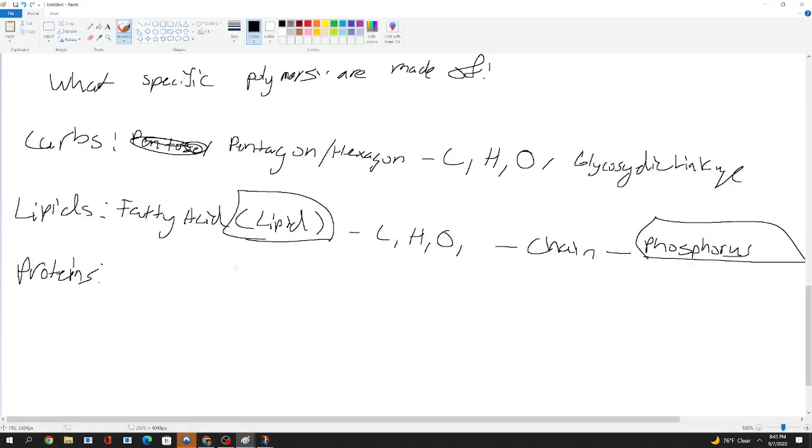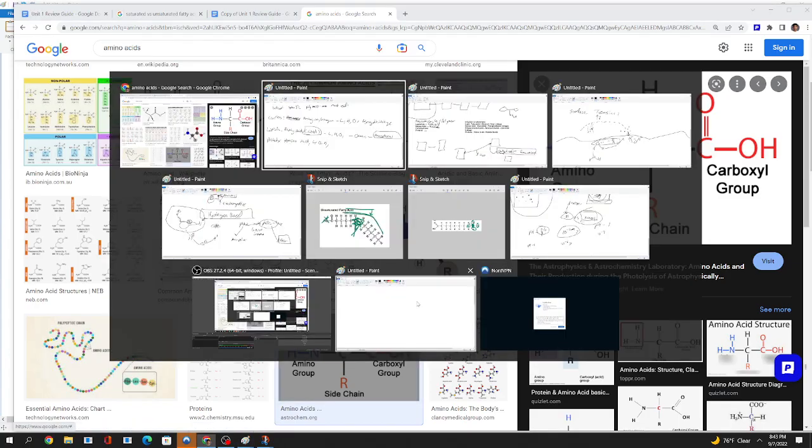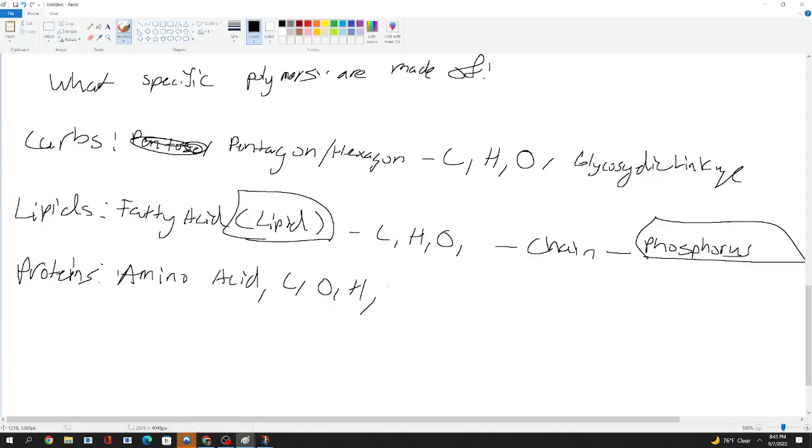In an amino acid, you're going to have a carbon, an oxygen, a hydrogen, and finally, you're going to have a nitrogen. That is the most important part. If it has nitrogen, okay?